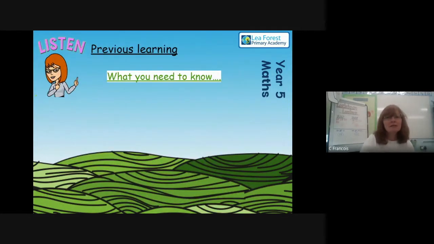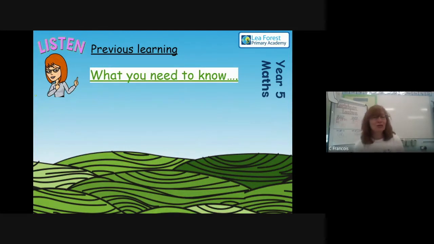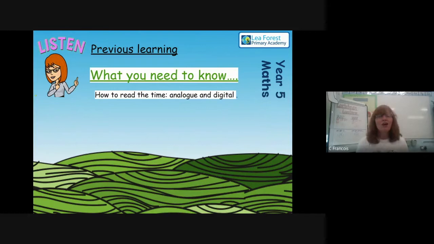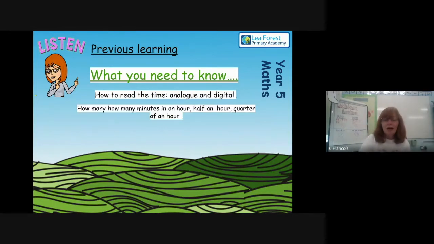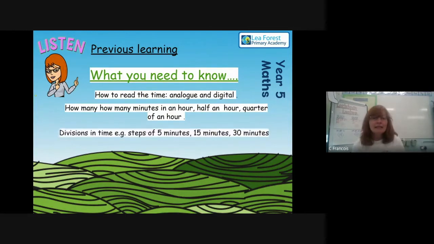So our previous learning: what you are going to need to know in order to access and understand today's learning. And to be honest, it is quite a lot. So how to read the time, analog and digital time. We need to know how to read the time in order to read timetables. Time is a key word in that, and we have to be able to read the time. We have to know how many minutes are in an hour, half an hour, quarter of an hour, and so on. We need to understand divisions in time. So are we counting steps of 5, 15, 30?